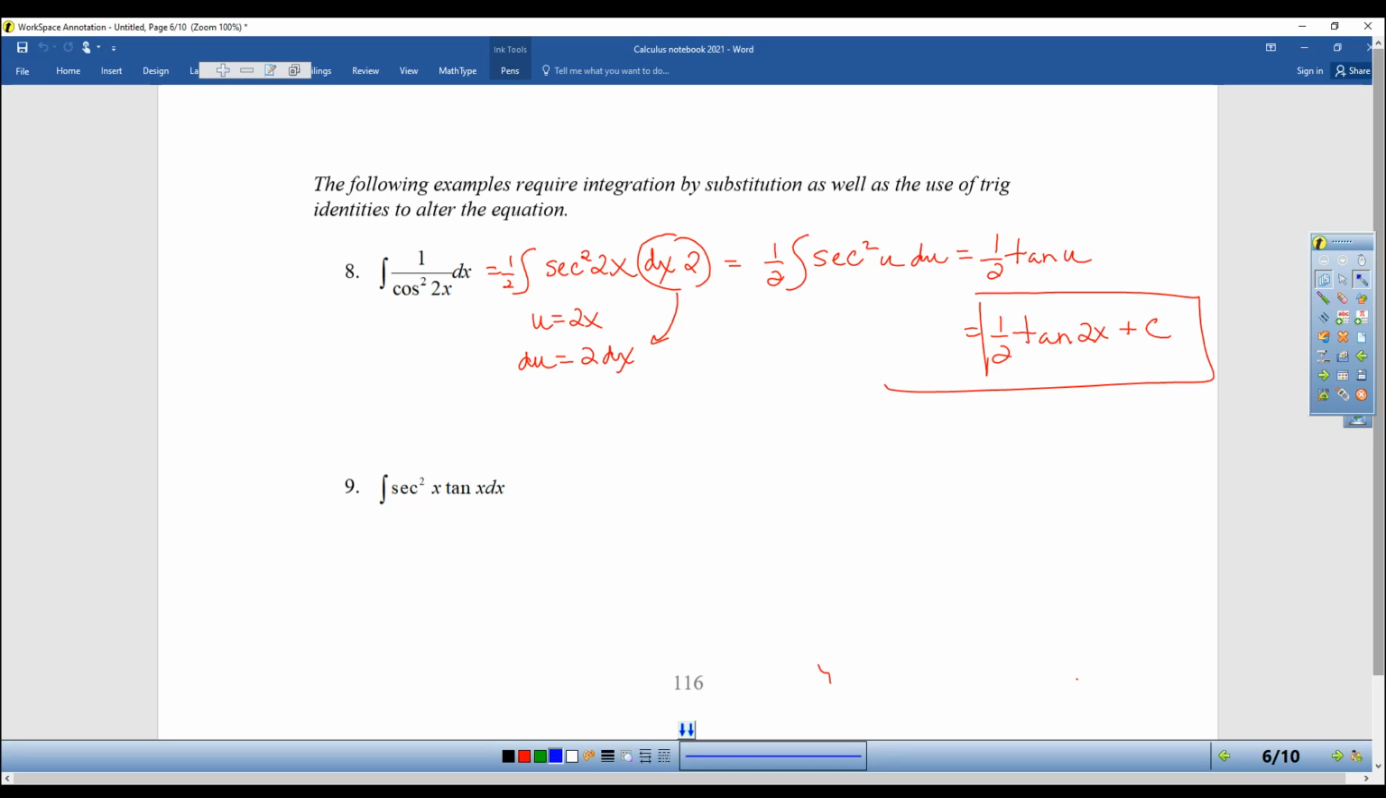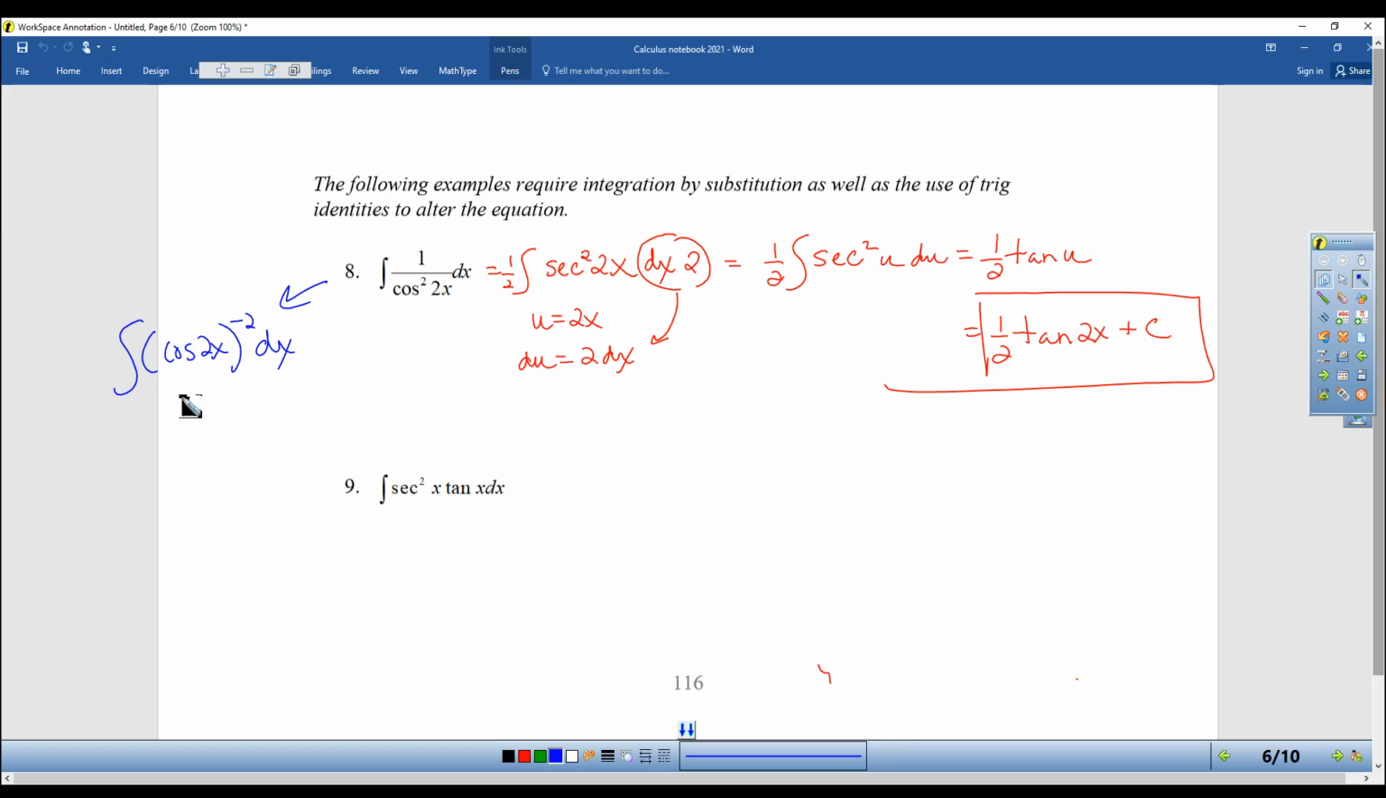So sometimes kids say, oh, but you used to always tell us that when we had this, we should switch it to cosine of 2x to the -2, bring it to the top and make it -2. This is a great idea. You can totally do that.